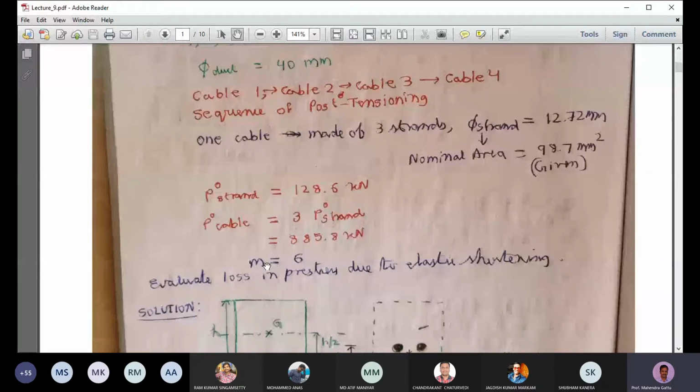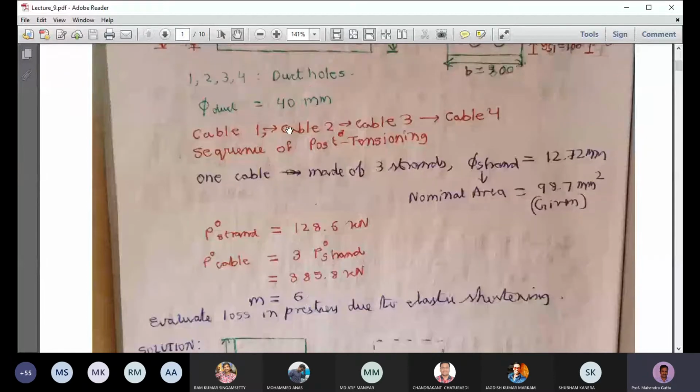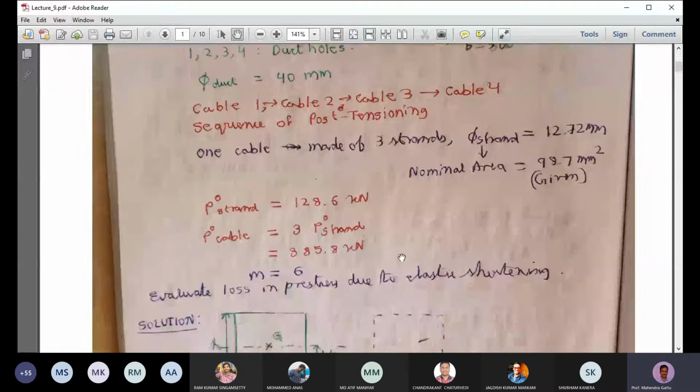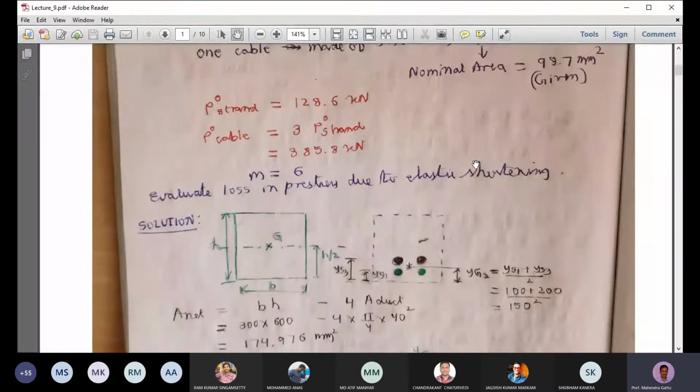Now M is given as the modular ratio, which is the ratio of Young's modulus of steel to Young's modulus of concrete. It is 6. So if you do this kind of sequence of post-tensioning of the cables, what is the loss in pre-stress due to elastic shortening of concrete?